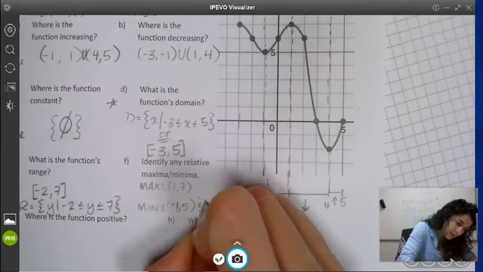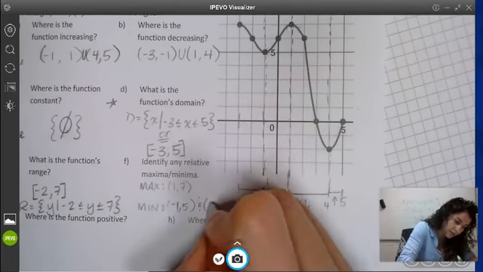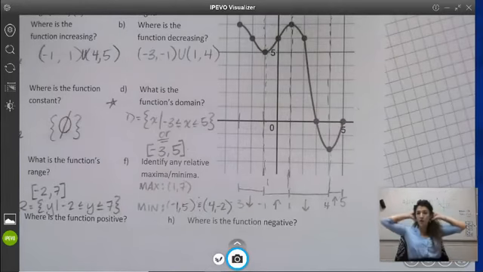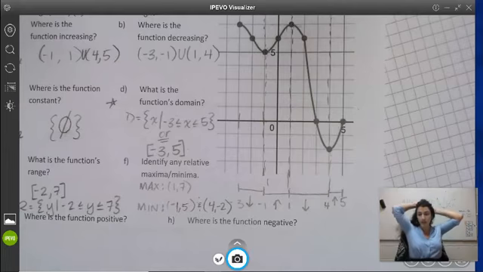And the other is at (4, -2). No union for this guy because we're not talking about interval or set notation. It's a point, and so there's no union type of situation with points.